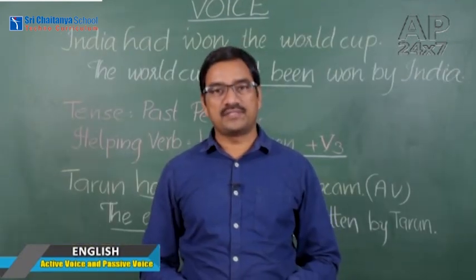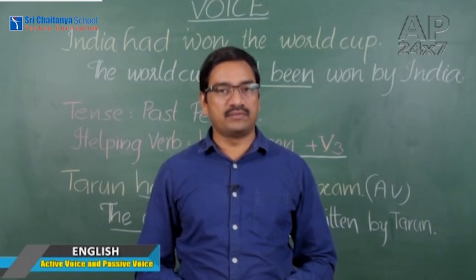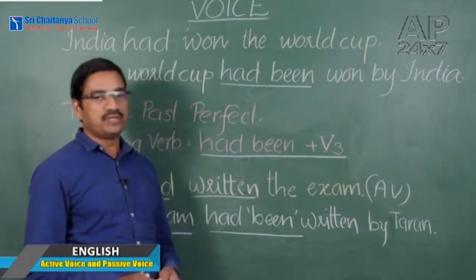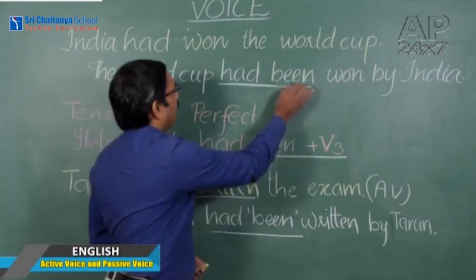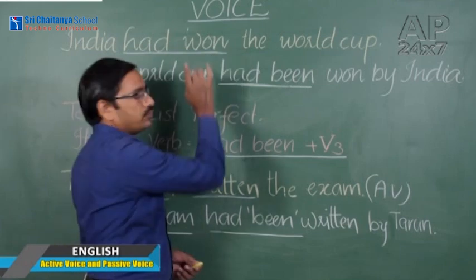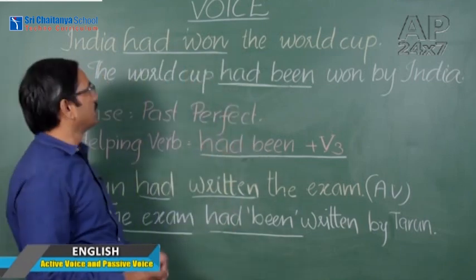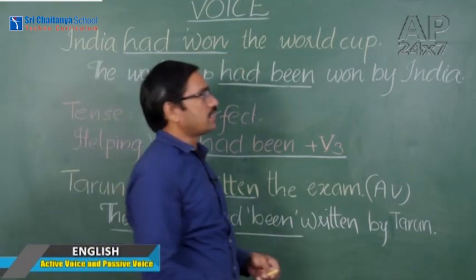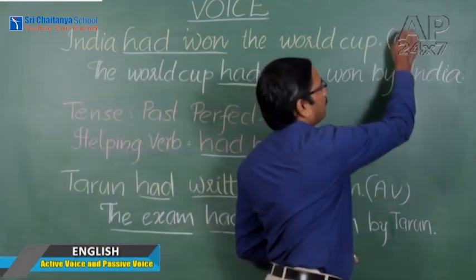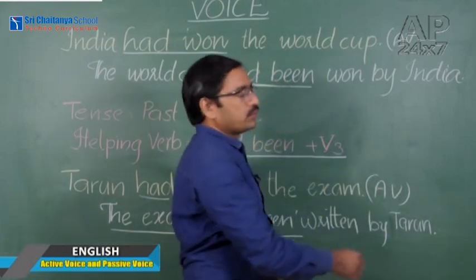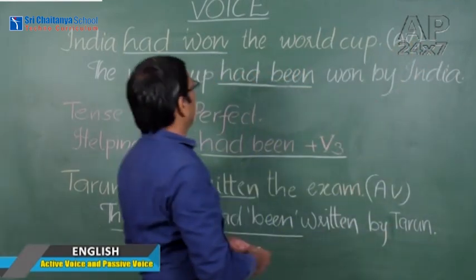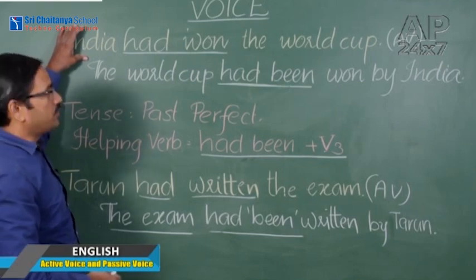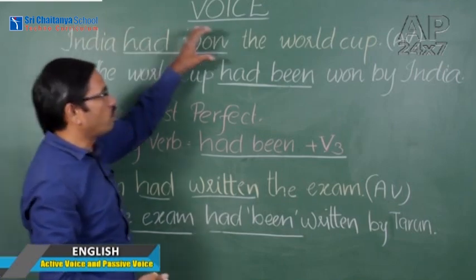Now let us see how do we change past perfect active into passive voice. Past perfect structure, as we already know, is had V3. And how do we change past perfect into past perfect passive voice? India had won the World Cup. So this is the active voice form, because the subject here is India and it is the subject here doing the action. So India had won the World Cup.